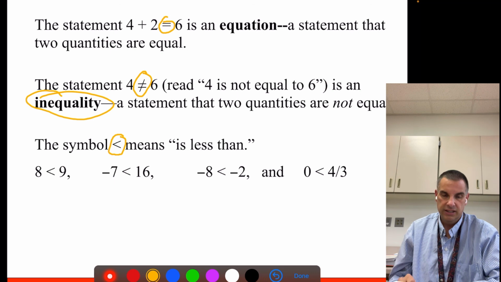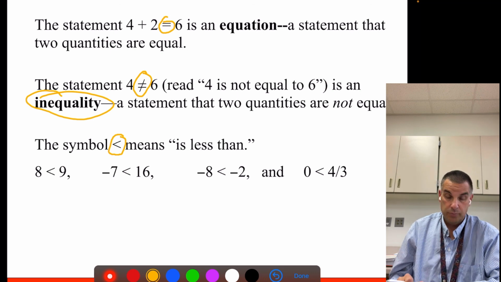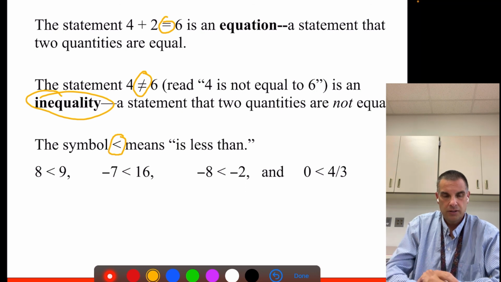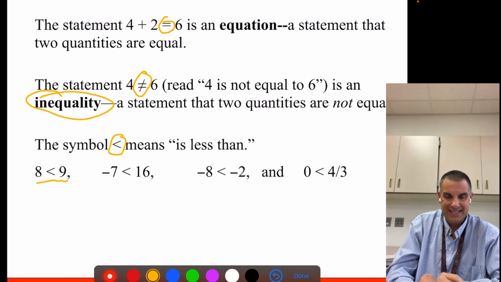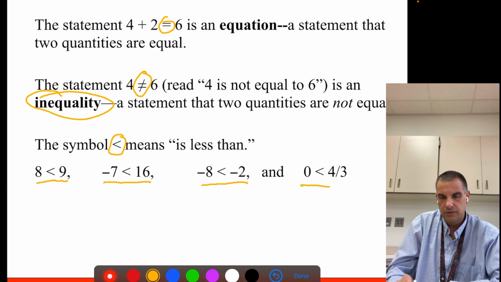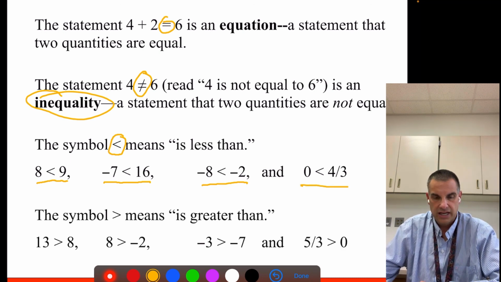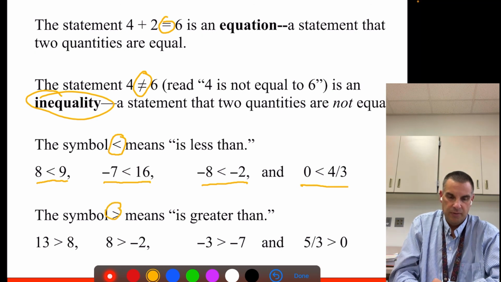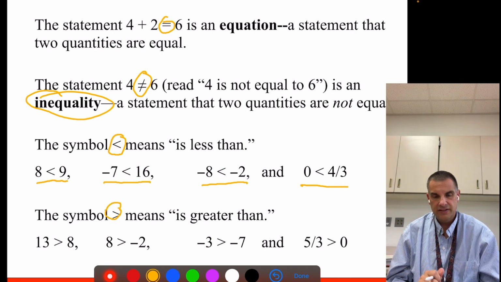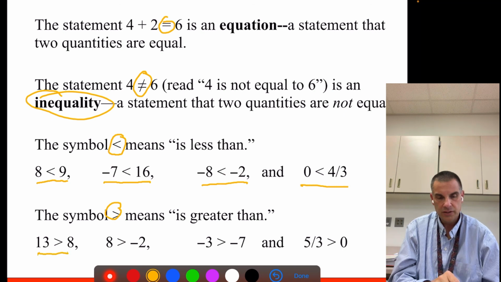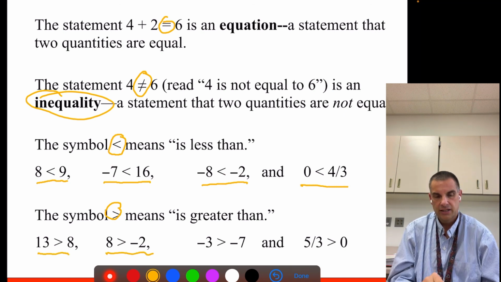If the symbol is pointed towards the left-hand side, that means is less than. So this reads 8 is less than 9. -7 is less than -16. -8 is less than -2. And 0 is less than -4/3. That's kind of what those mean. If the mouth, so to say, is open to the left, that means is greater than. So we say 13 is greater than 8, 8 is greater than -2, and so on and so forth.